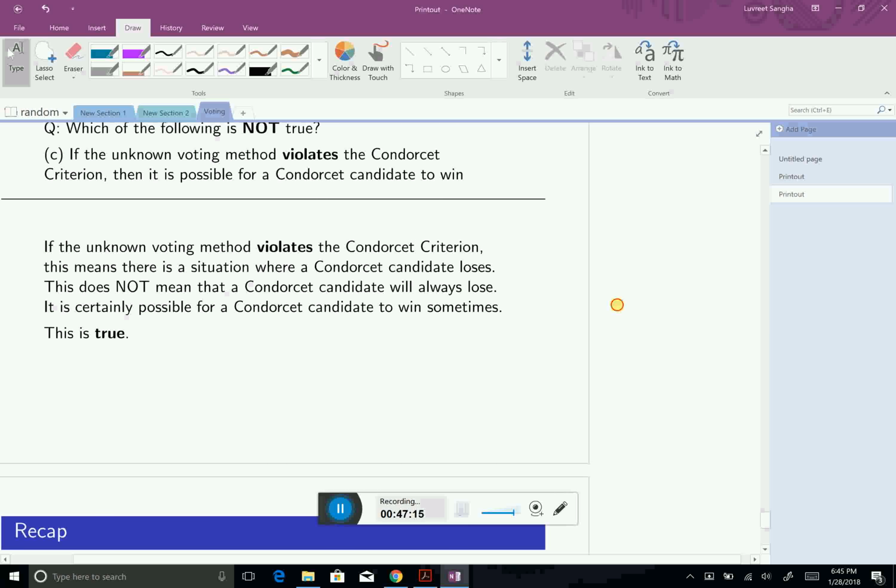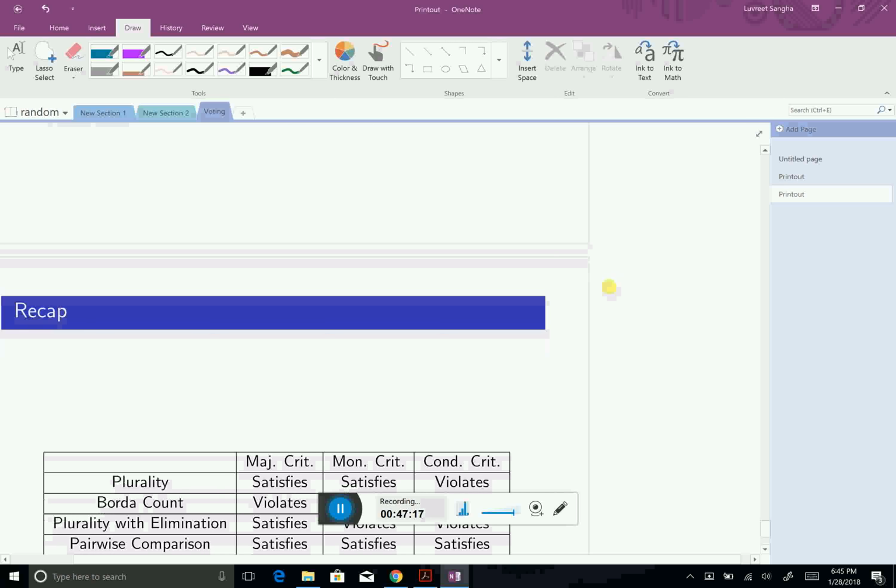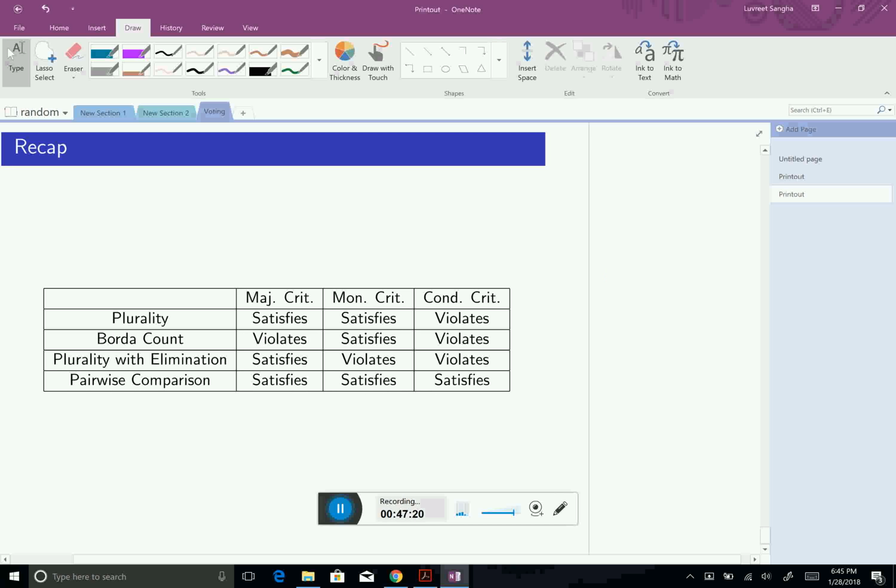C was also true. So just to recap, so far we've looked at 3 fairness conditions. We've looked at the majority criterion, monotonicity, and today the Condorcet criterion. With the Condorcet criterion, out of the 4 voting methods, the only one that satisfied it was pairwise comparison. If we look at this table so far, the only voting method that satisfies all 3 criteria, majority, monotonicity, and Condorcet, is pairwise comparison.